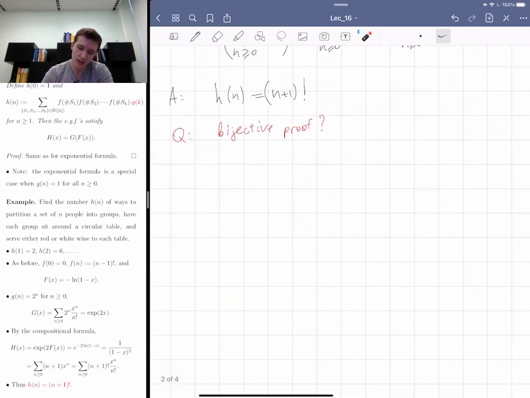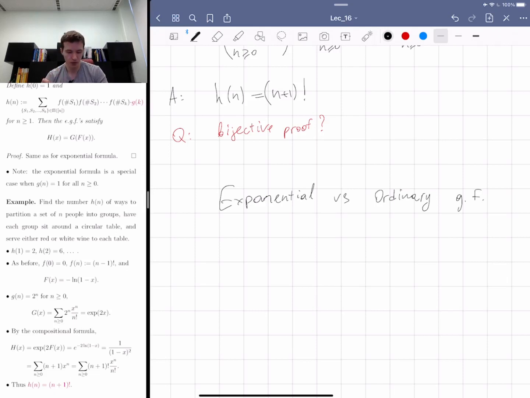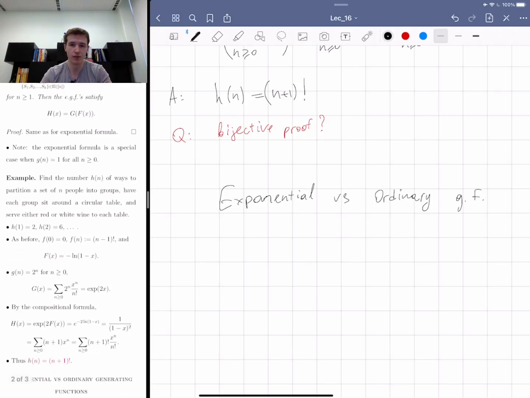One last thing I want to say is that I want to compare the exponential to the ordinary generating functions. I didn't even give you the formulas, but there are analogs of some of the formulas we studied, not only for exponentials, but also for ordinary generating functions. So let me try to highlight the main difference.